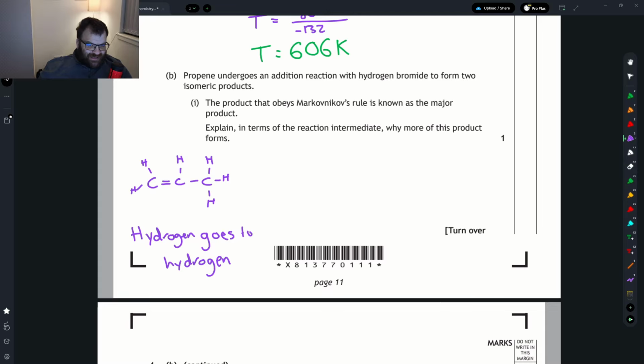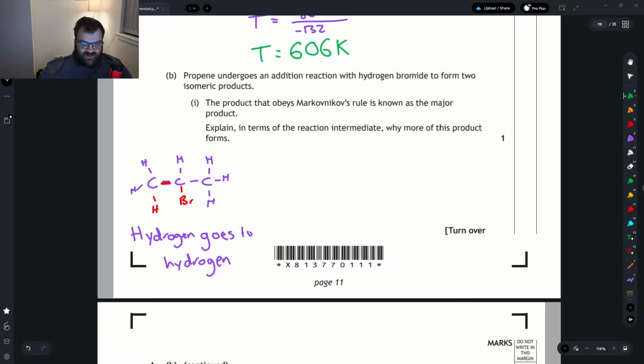Markovnikov's rule is saying that hydrogen goes to hydrogen. That means that when we break the carbon-to-carbon double bond and we put on our two new bonds, the hydrogen is going to end up on the left-hand carbon, and the bromine is going to go in the middle to make 2-bromopropane.